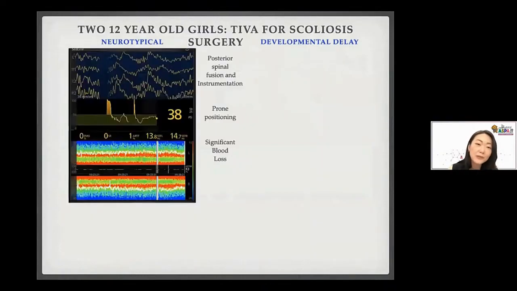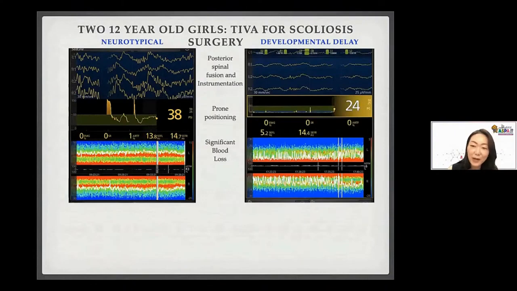They're both 12 years old. And this is a spectrogram for the neurotypical child, and this is a spectrogram for the child with the neurodevelopmental delay. As you can see here, the scale is higher for the neurotypical child and very low for the child with neurodevelopmental delay. The child with the neurodevelopmental delay has got a much lower power.